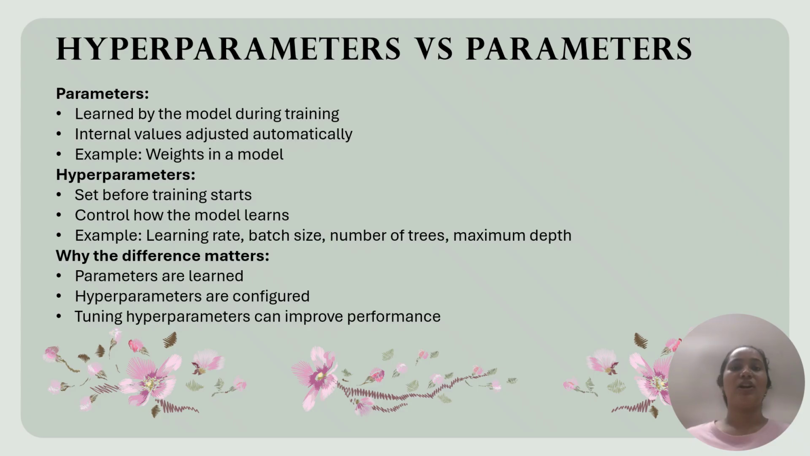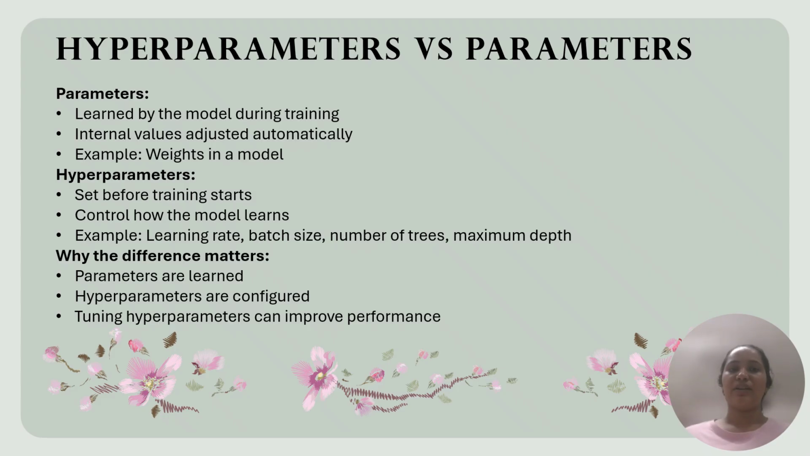Examples include the learning rate, which controls how quickly the model updates itself, the batch size, which determines how many samples are processed at once, and settings such as number of trees or maximum depth in algorithms like XGBoost. Understanding the difference between these two is very important. Parameters are learned automatically, while hyperparameters must be chosen and configured by the developer or data scientist.